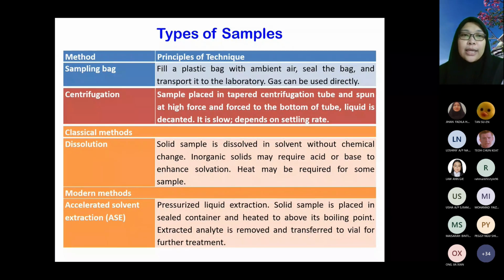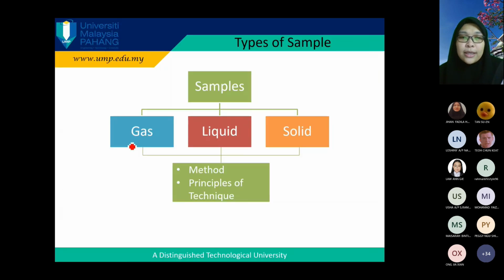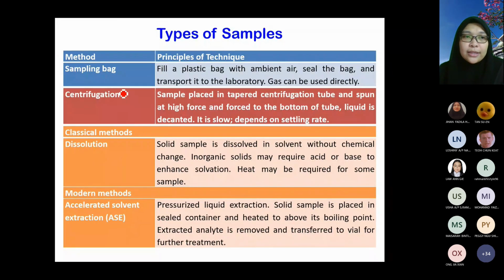Okay, sampling technique. If you can see here, the gas sample is in blue color, liquid sample in red color and solid sample in orange color. So here I divided them based on the type of sample. If you have gas sample, you need to use sampling bag. The principle of the technique: you fill a plastic bag or the sampling bag with ambient air, seal the bag and transport the sample to the lab. So the gas can be used directly. This one is using sampling bag.